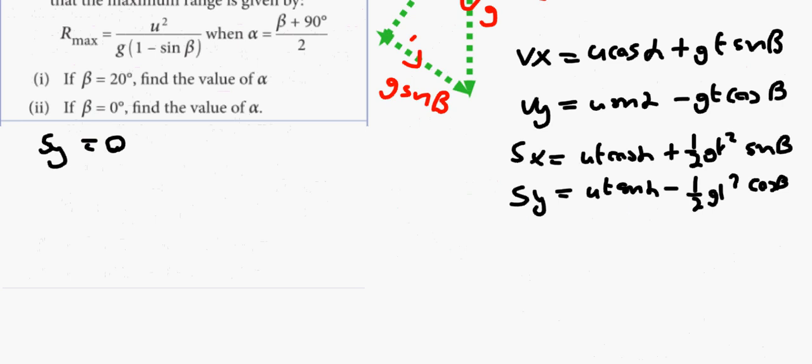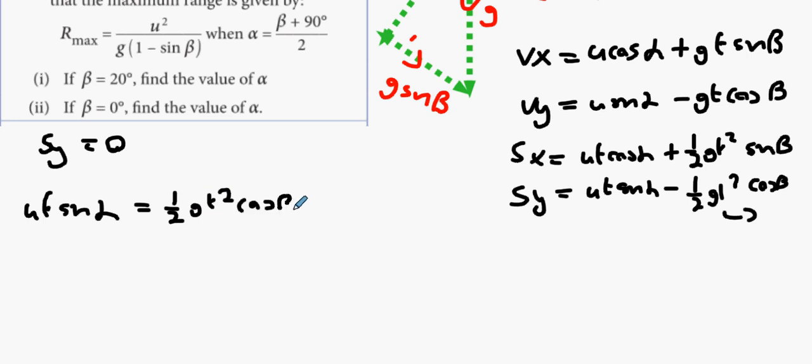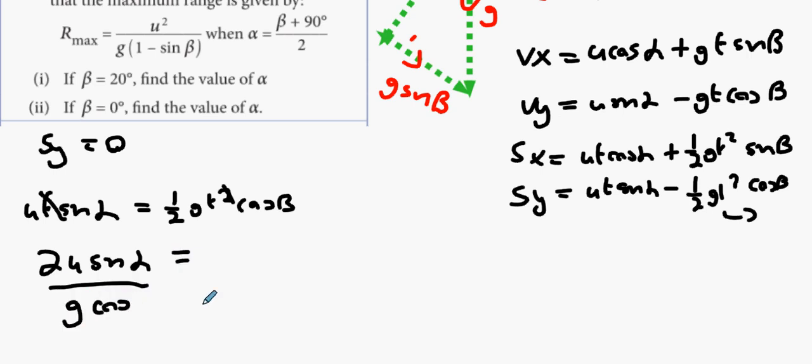So we're going to get ut sine alpha. We're going to bring the half gt squared cos beta over the other side. Now, we're going to cross multiply and cross off the t. So we're going to get 2u sine alpha divided by g cos beta. And that equals the time of flight.